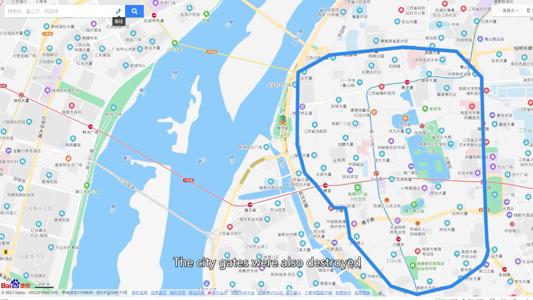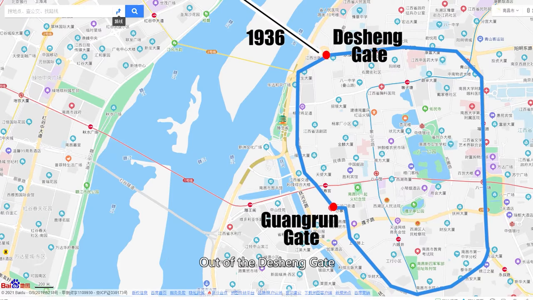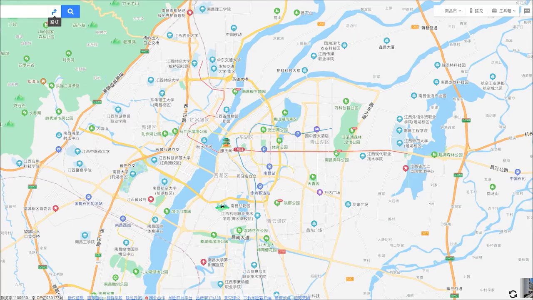Put the ancient city in the current map. This is where the Guangrun Gate is located, not far away from the confluence of the Gan River and the Fu River. Out of the Desheng Gate, a bridge was built in 1936 to connect both sides of the Gan River. Zoom out. This entire area is present-day Nanchang.